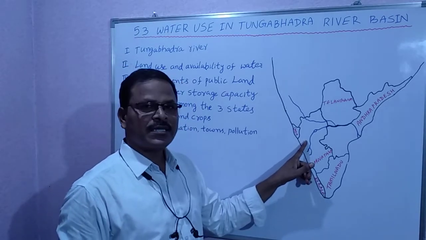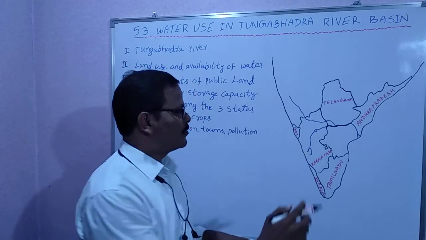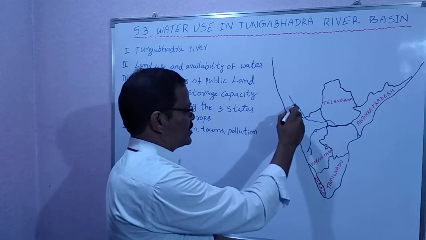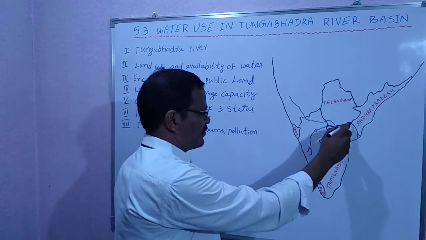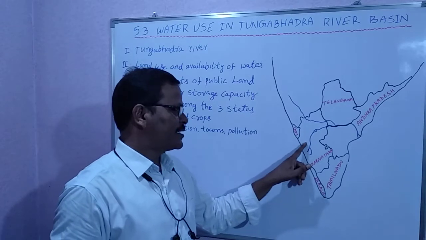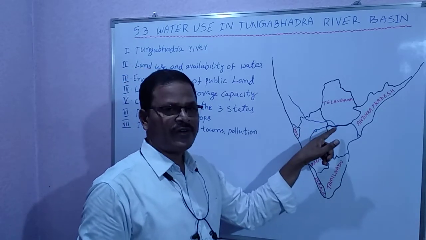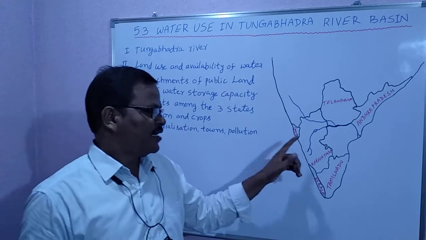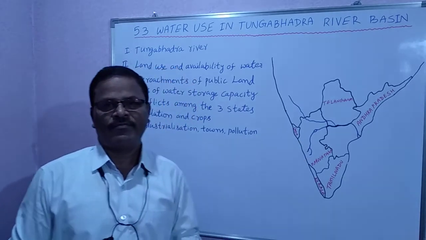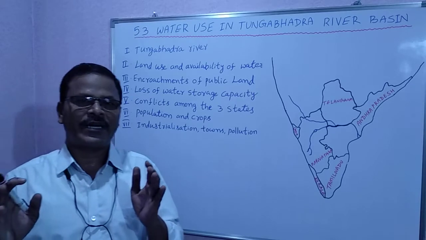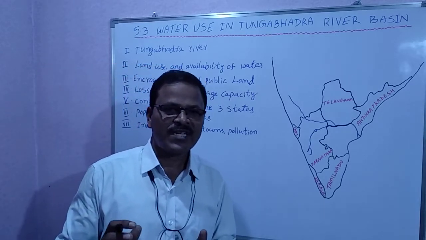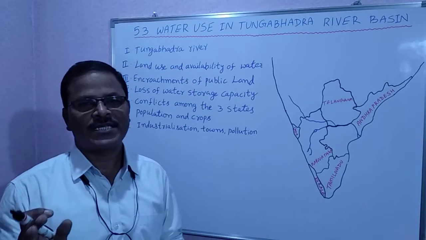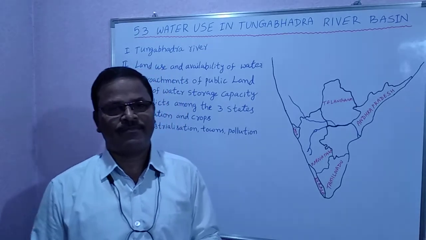Tungabhadra is a tributary of river Krishna. This is Krishna river. Tungabhadra is one of the tributaries of Krishna river. In Ramayana times, Tungabhadra is called Pampa river.